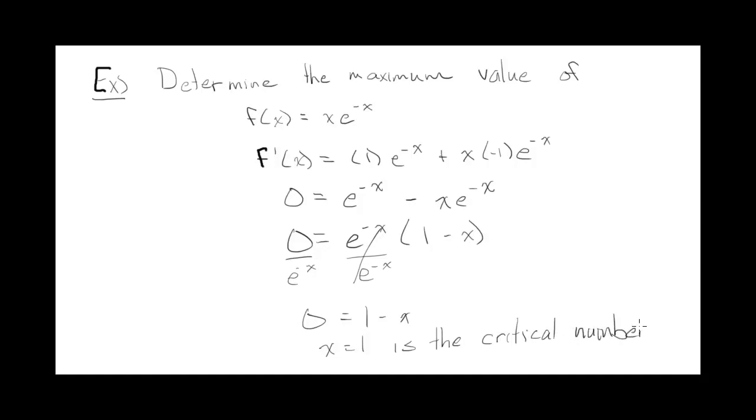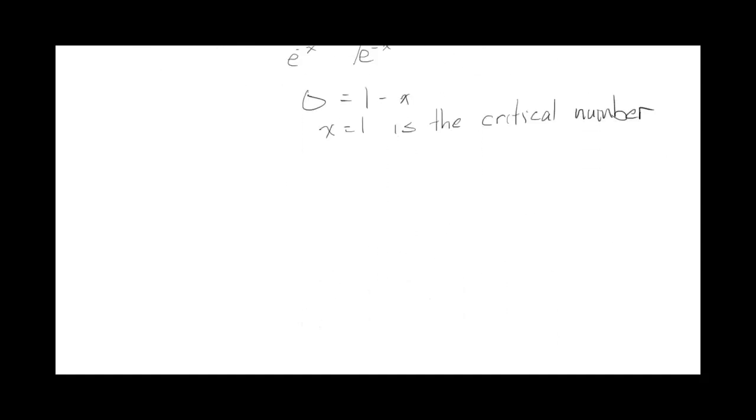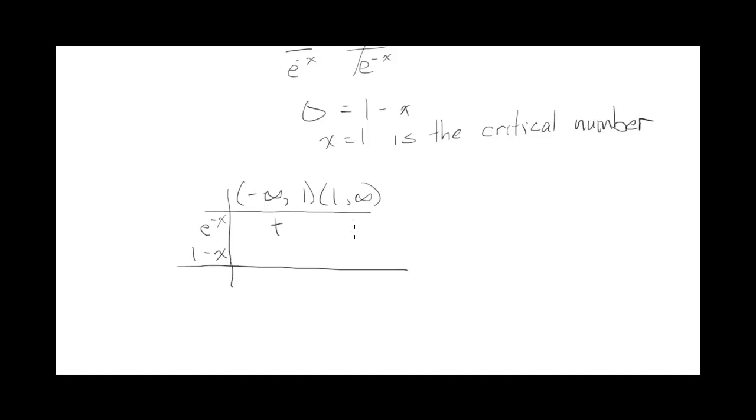That suggests that if you only have one critical number and the question said find the maximum, this is going to be a maximum, but you should still verify that with the first derivative test. If you only have one critical number, the first derivative test is a little bit shorter. You just have to go from minus infinity to 1, and 1 to infinity. List all the factors here. The factors were e to the negative x and 1 minus x. e to the negative x is always positive, and 1 minus x would be positive and then negative.